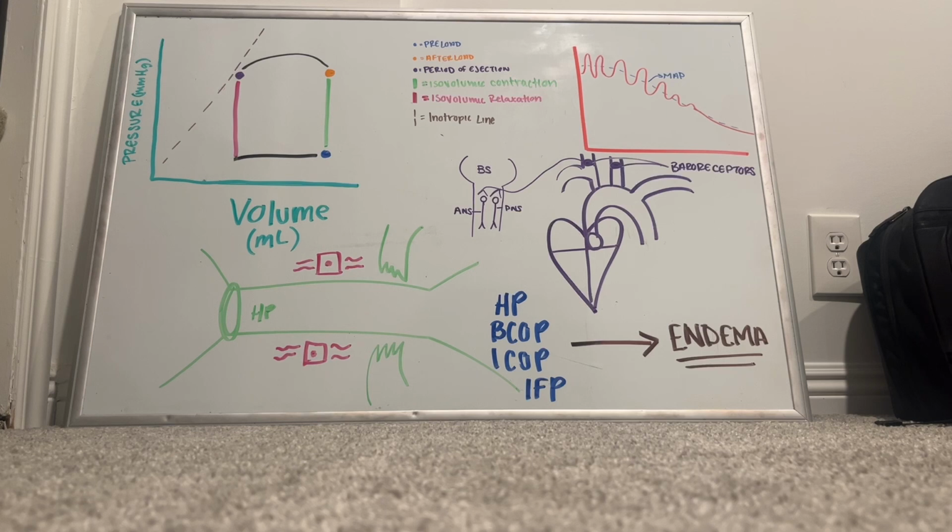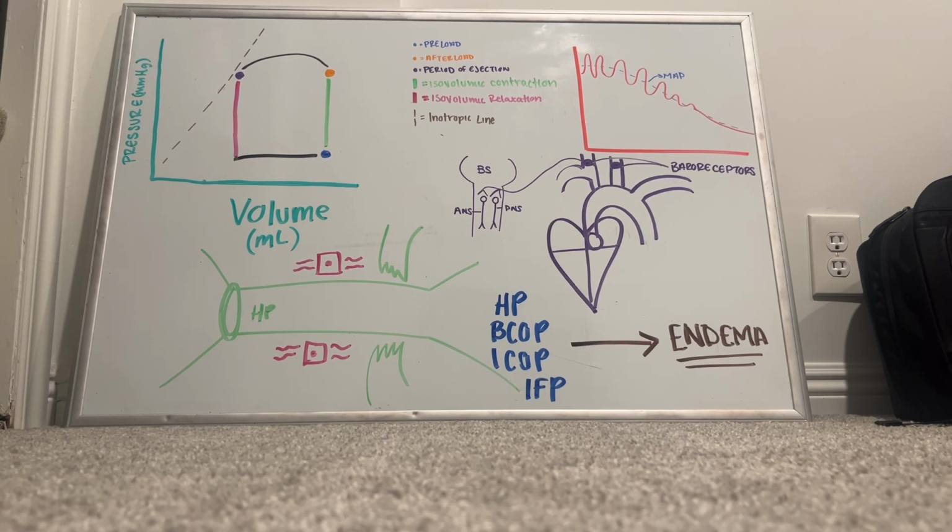So how do these forces differ at arterial ends versus venous ends? The forces change in magnitude along the length of the capillary. Blood pressure decreases significantly as blood moves through the capillaries due to friction. At the arterial end of the capillary bed, blood pressure is around 30 millimeters of mercury. At the venous end, blood pressure drops to around 10.